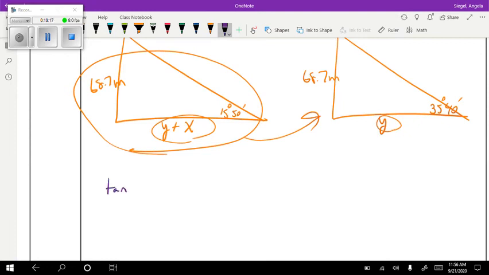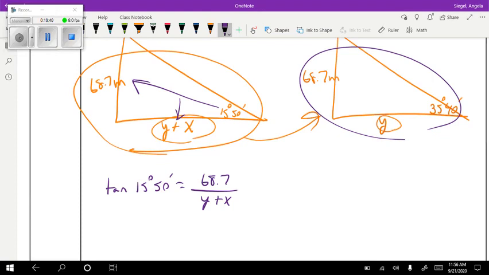And it's called double tangent because you're always going to use tangent here. So I have 15 degrees, 50 minutes, opposite over adjacent equals 68.7 over y plus x. So there's a lot of variables here. Let's go ahead and start over at this one, and I want to show you how that one's a little easier. And again, if you start over here, that's why I started over here, because you're going to get stuck.